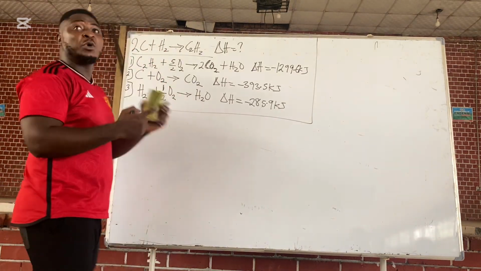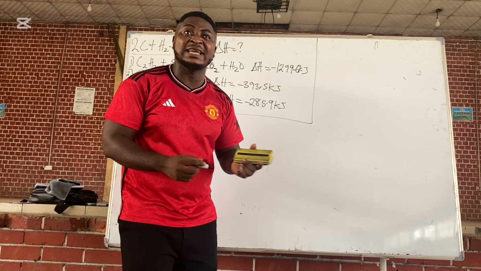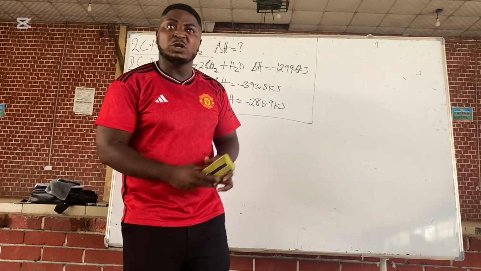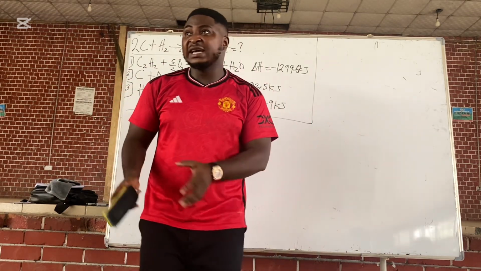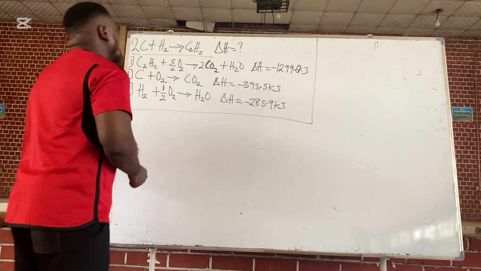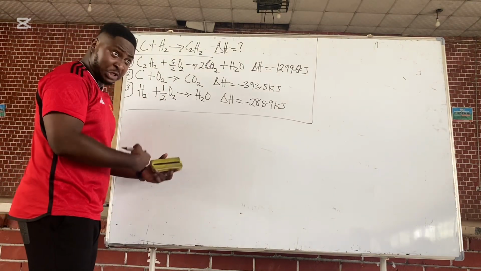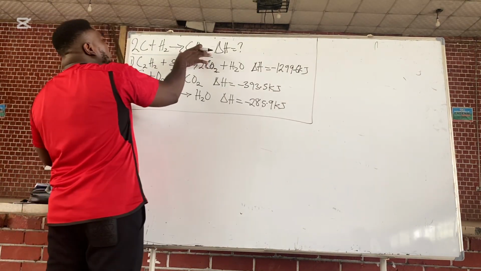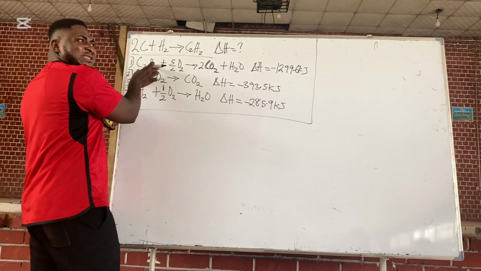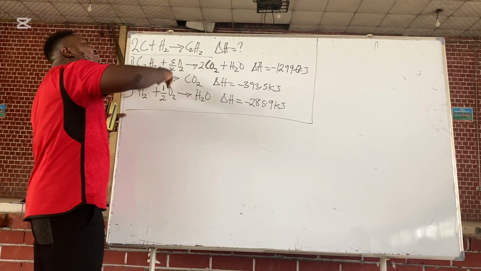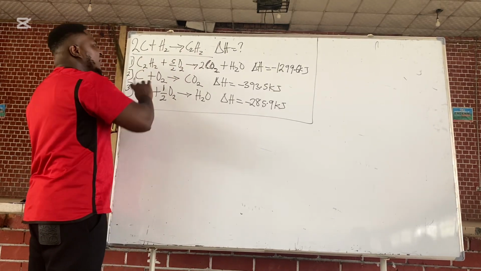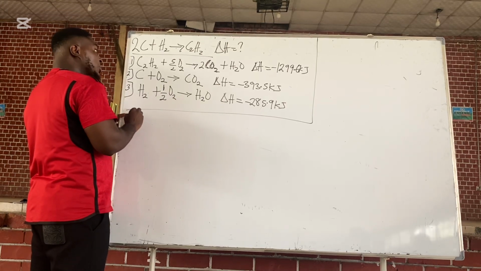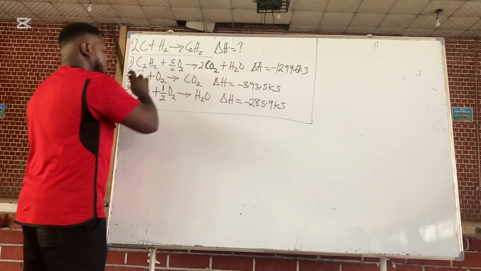Class, by reversing an equation, what happens to the enthalpy change of the equation? If it was positive, it becomes negative; if it was negative, it goes back to positive. Let's reverse. You all understand why we're reversing the equation? Because our C2H2 is on the right hand side here, but here it is on the left hand. So if I have all these three equations, I will never have this. Reverse. Our new equation will now be equation 2.